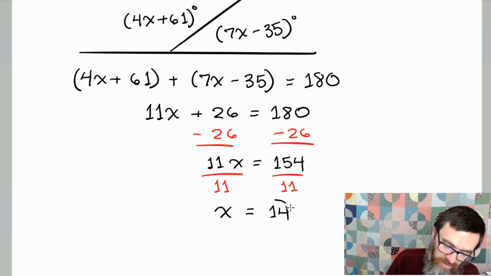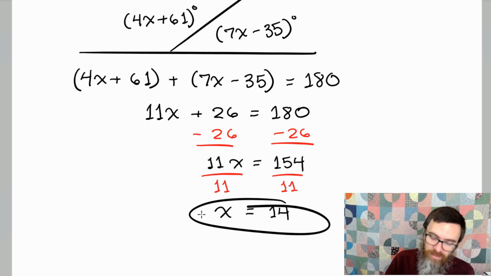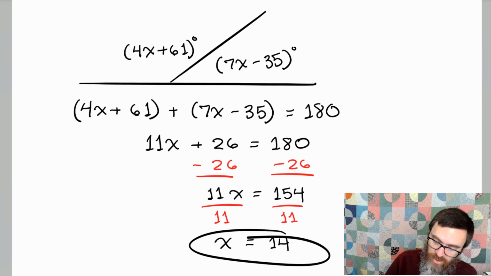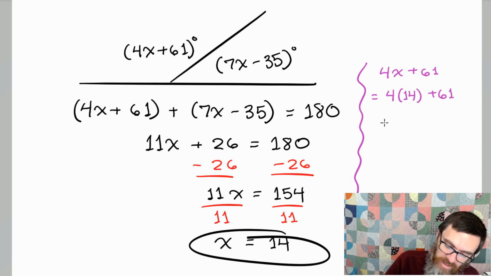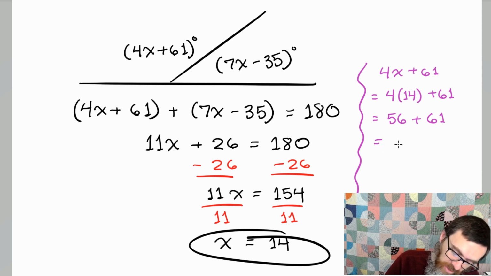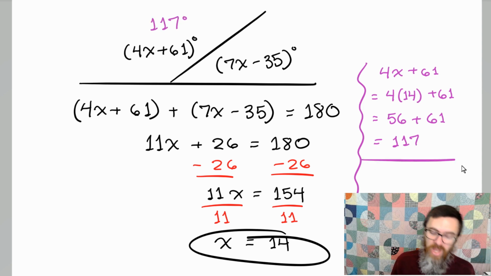Again, the instructions say to find the value of x, which we did, but then we need to find the measure of each angle. So just like we did above, we're going to do some work out here to the side, starting with the 4x plus 61. So that's 4 times 14 plus 61. Doing the arithmetic, 56 plus 61 is 117. So this guy should be 117 degrees. Now I know I should be able to take 180, subtract 117, and that should give me the measure of the other angle.